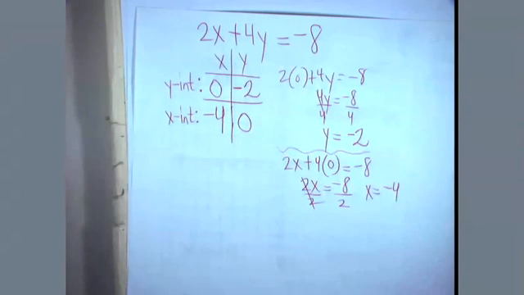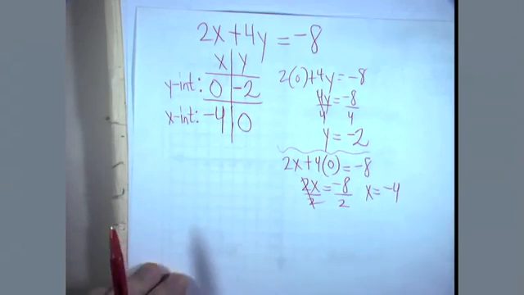Now, all we need are 2 ordered pairs. If you're sketching this by hand, maybe a third ordered pair would be good. But all we need is 2.